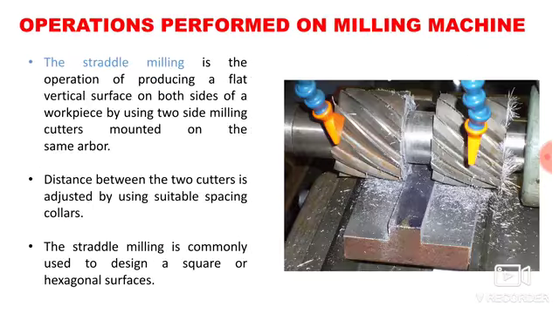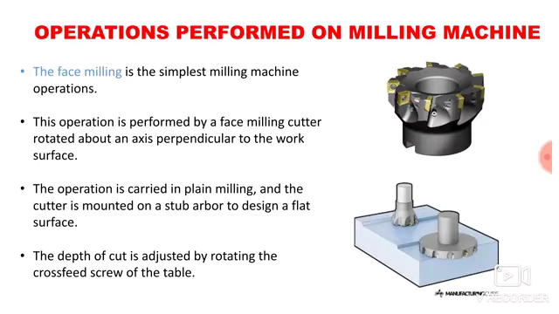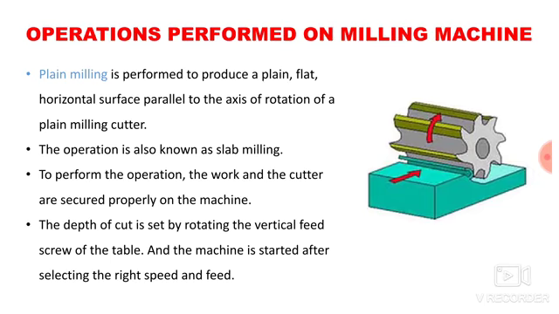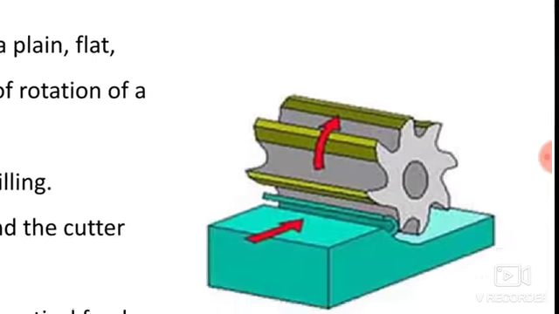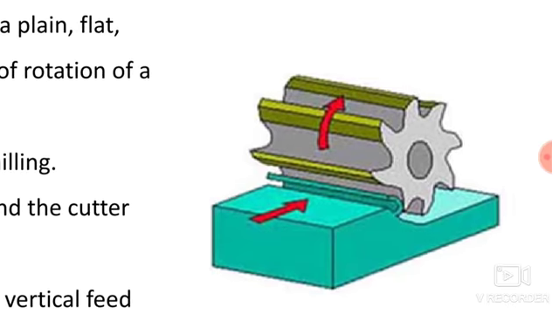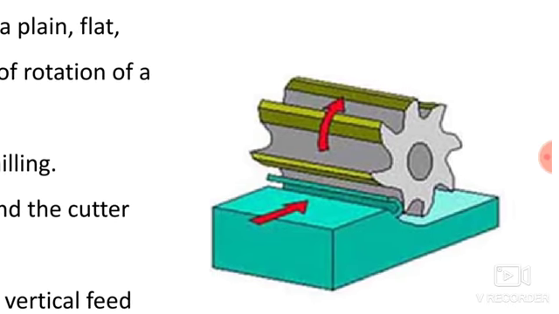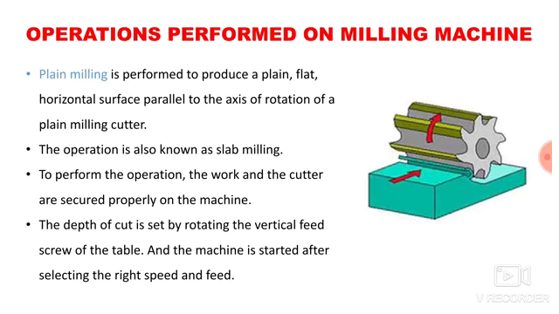Now we will discuss the operations one by one in detail. The very first operation is plane milling. Here you can see an image of the plane milling operation. This is a cutter, and below that cutter there is the workpiece, and that workpiece is fed against the rotating cutter. Plane milling is performed to produce a plane, flat, horizontal surface parallel to the axis of rotation of the plane milling cutter.